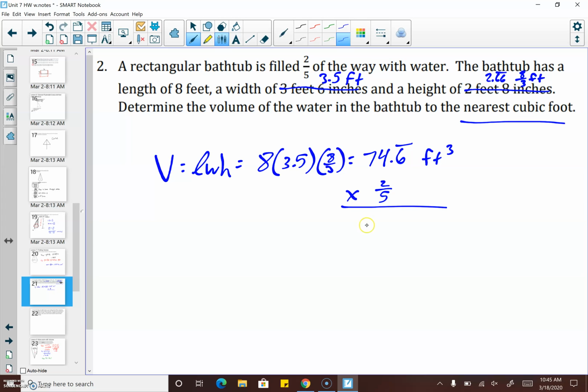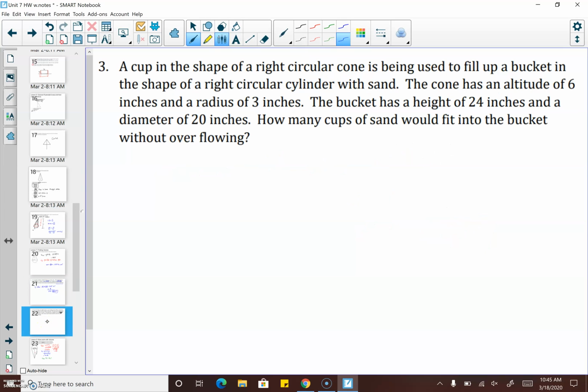And when we do that, we get 29.8, which gives us 30 cubic feet of water. All right. So again, find the volume full and then multiply it by 2/5 at the end.